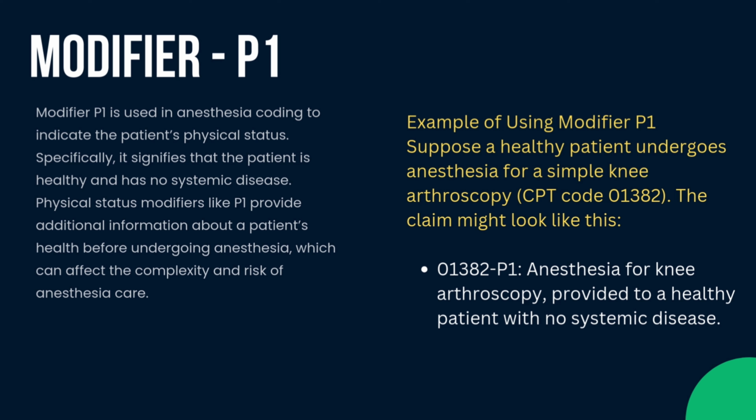Okay, next is modifier P1. Modifier P1 indicates that anesthesia is given for a healthy patient. That is, the patient is not having any other disease conditions or anything. For a particular surgical procedure alone, they are giving the anesthesia. Apart from that, he doesn't have any health condition. In that case, you have to use P1 modifier.